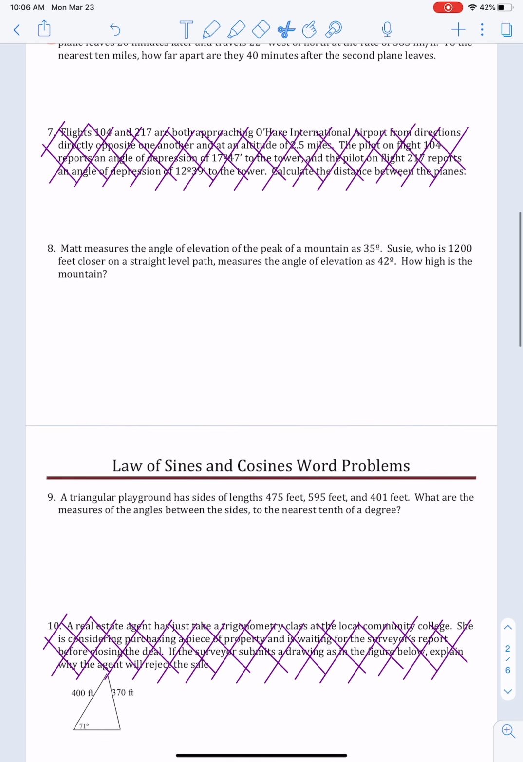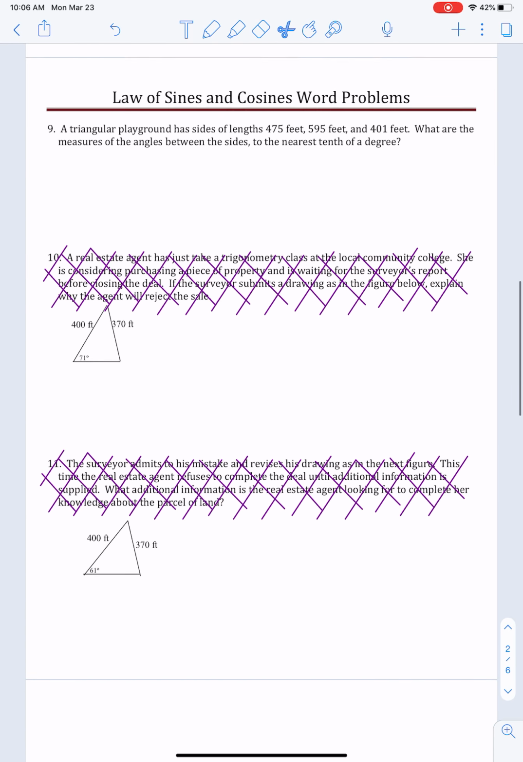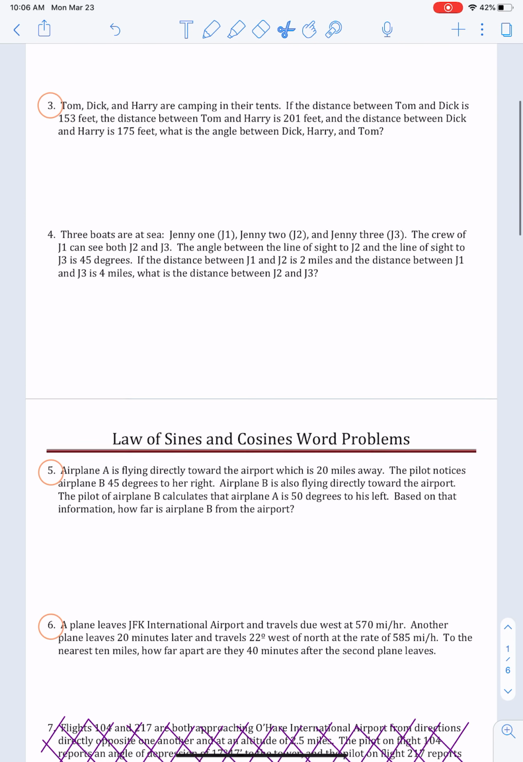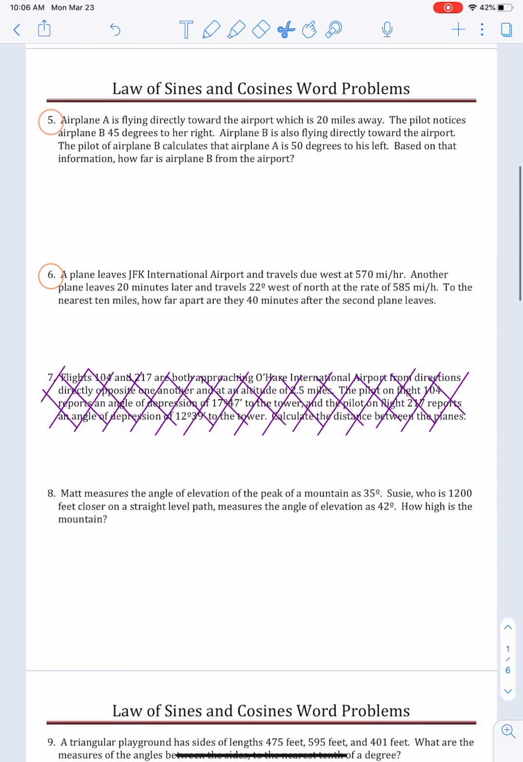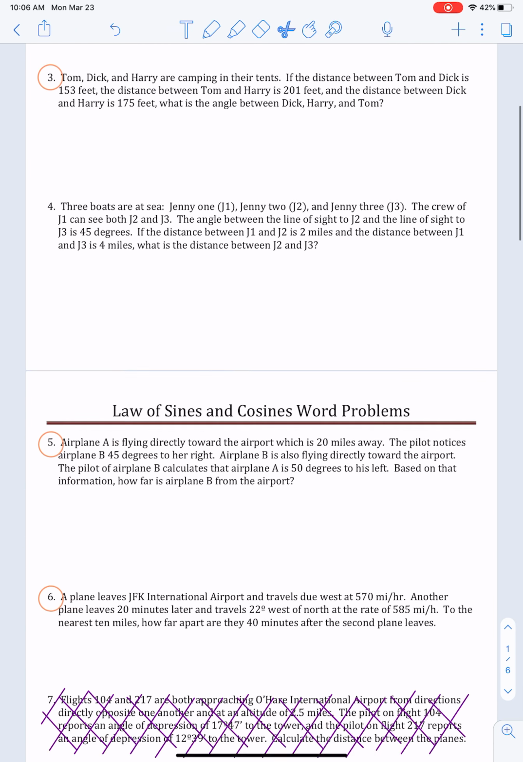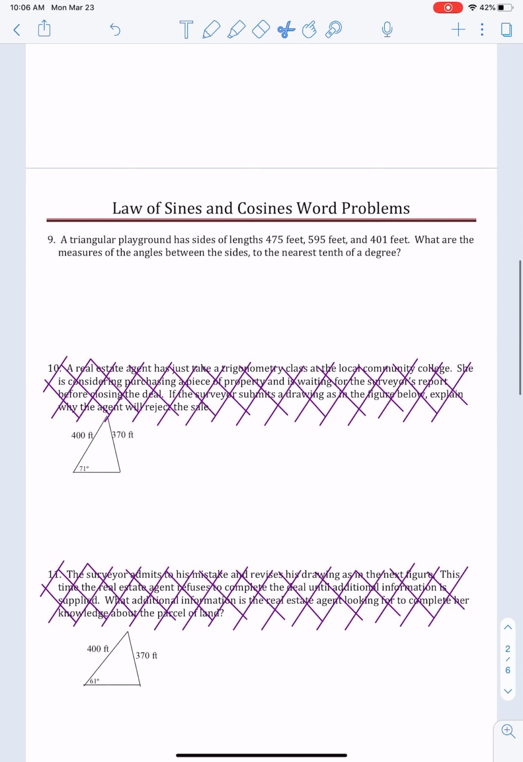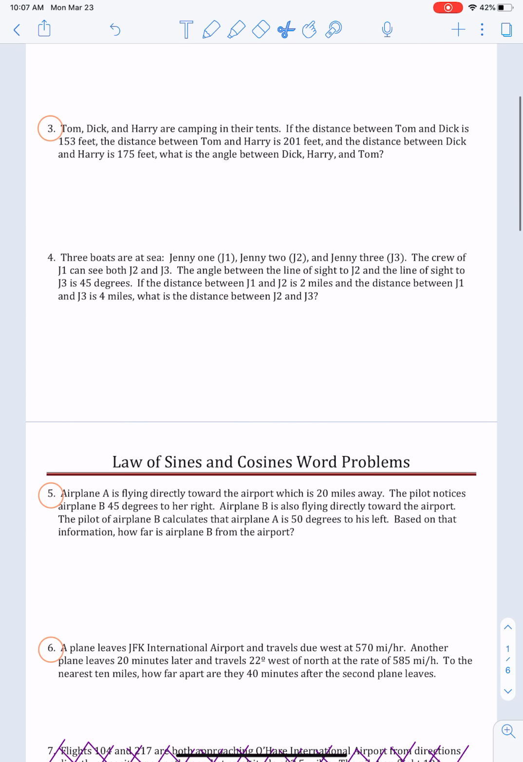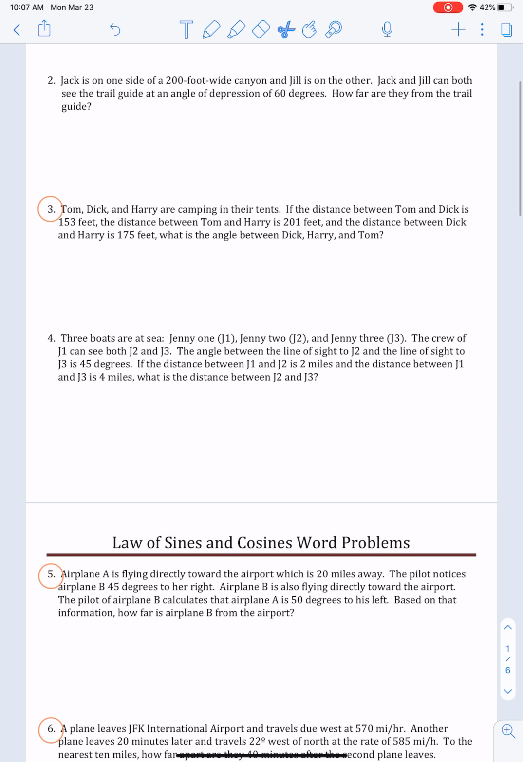I'm crossing off number 7, 10, and 11 for you guys. And together we're going to do 3, 5, and 6. And then the other ones will be your homework. So 1, 2, 4, 8, and 9. But we will go ahead and start with number 3.